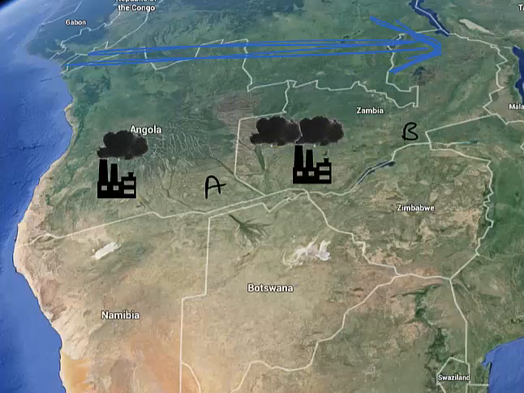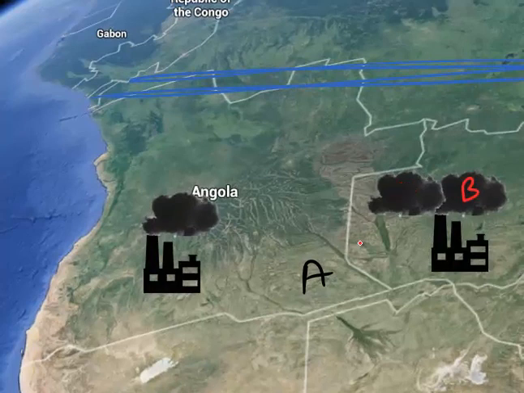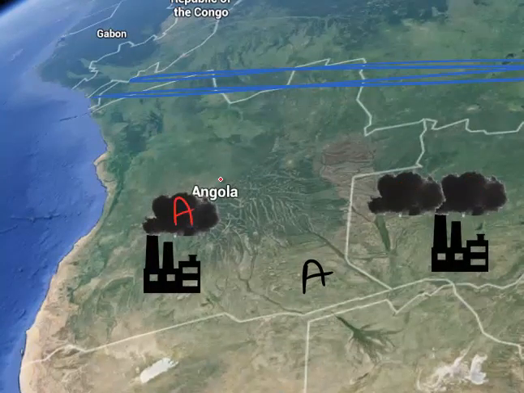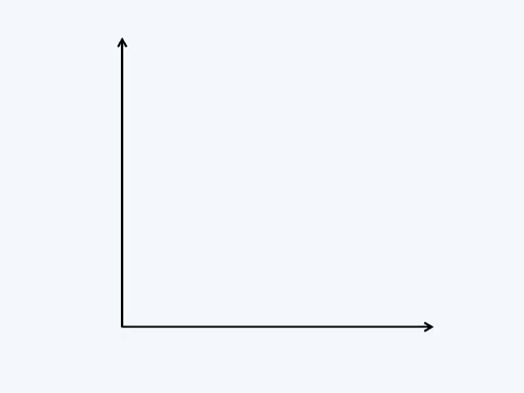So now we have a situation where, although they emit the same amount, Angola only has a certain amount of emissions in the country, and Zambia is exposed to twice that amount, where one of those emissions came from country A and the other was of their own wrongdoing, while Angola only has some of their own emissions. Now, how would this look on a graph?